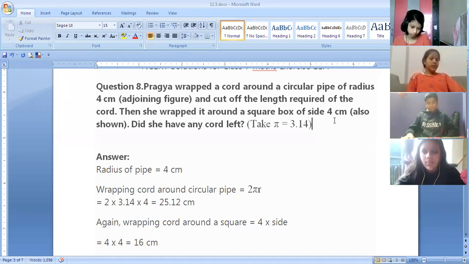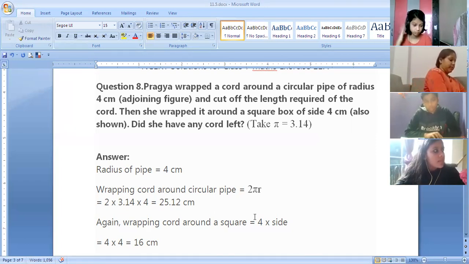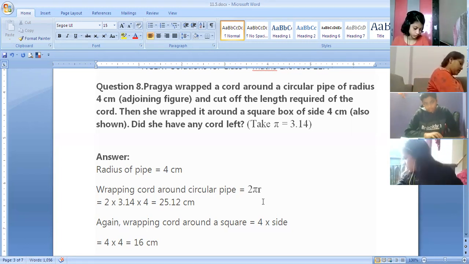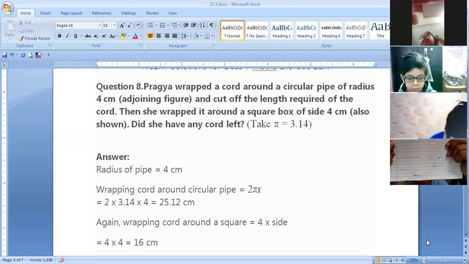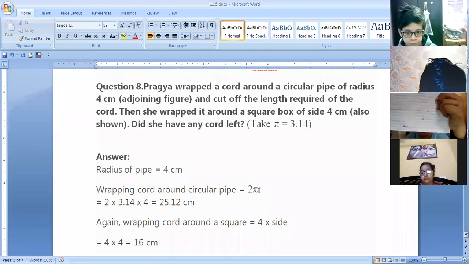After that, she is wrapping a cord around a square. So the side of the square in the question is given 4 centimeters. And the formula of a perimeter of a square is 4 into side, because we are wrapping a cord around a square box. So we need a perimeter for that. So 4 into side, that is 4 into 4. That is 16 centimeters.